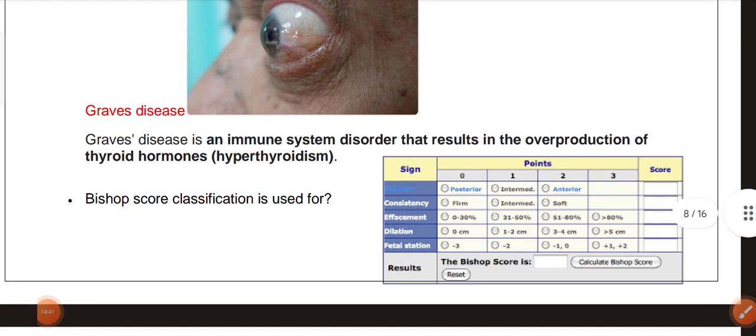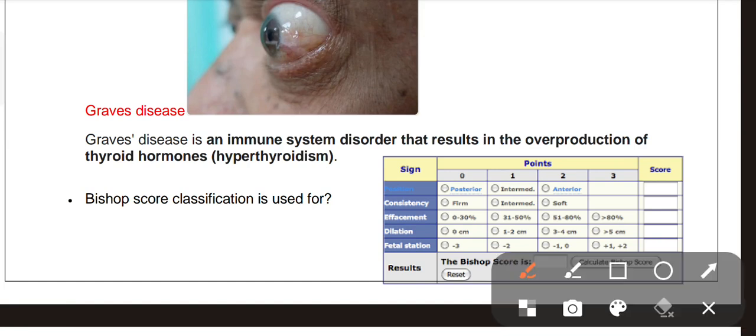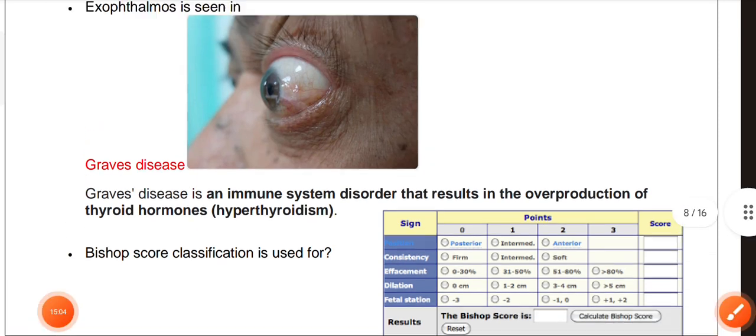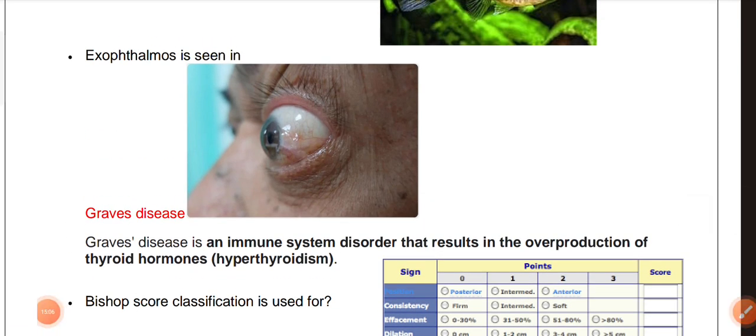Graves disease is an immune system disorder that results in the overproduction of thyroid hormones. Hyperthyroidism is nothing but increased production of thyroid hormones. So due to the hyperthyroidism, the person will get Graves disease. In the case of Graves disease, we can see the exophthalmos. That condition is protrusion of the eyeballs.